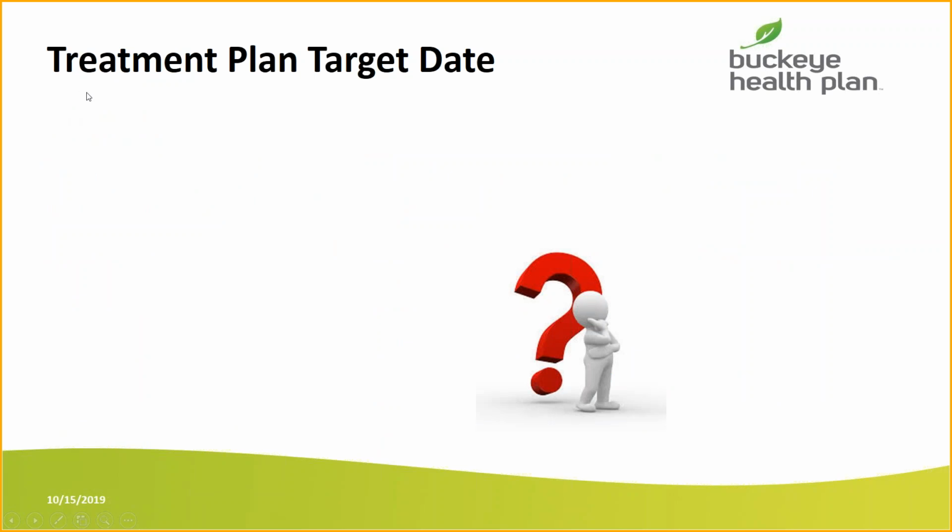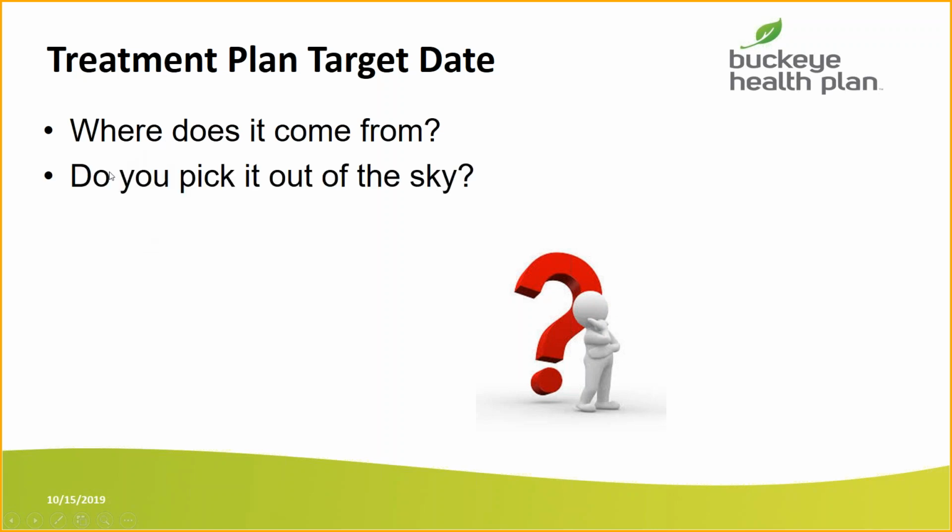So, question: how do you get to the target date then? Okay, you've made some progress. You've gotten to the goals here. How do we get a target date? Where does the target date come from? Where does the treatment plan target date come from? Do you pick it out of the sky? What should it be based on?